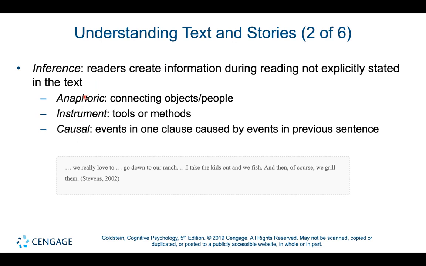There are three major types of inferences: anaphoric, where we connect objects and people; instrumental inferences, where we make inferences about the tools or methods being used; and then causal inferences, where events in one clause are caused by events in the previous sentence or clause.